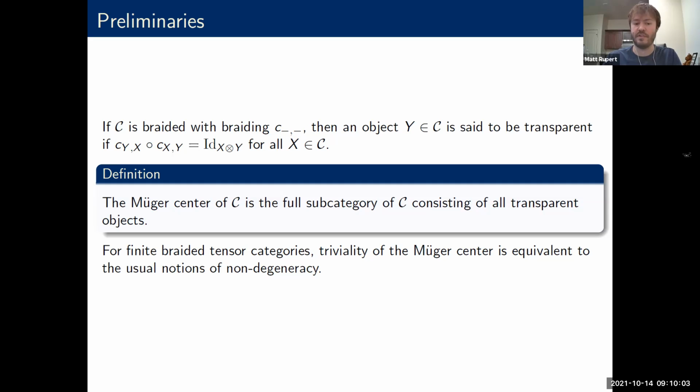And when your category is finite, then triviality of the Müger center is equivalent to your usual notions of non-degeneracy, like invertibility of the S matrix. So this should really be thought about as a kind of natural non-degeneracy condition to consider in the non-finite case, for non-finite categories.